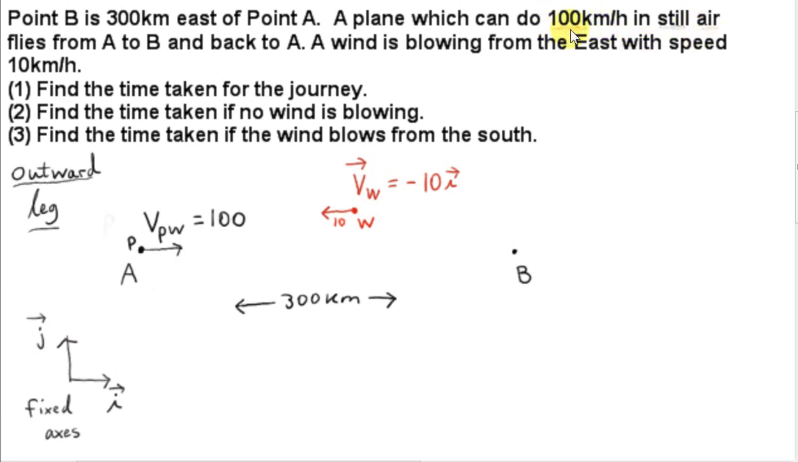Now when we are told that a plane can do 100 kilometers per hour in still air, we mean that the speed of the plane relative to the air or the wind, that's point W, is 100 kilometers per hour. If the air is still, then VW is 0. And the velocity of the plane relative to point W will just be the same as the velocity of the plane. So what do we mean by vector VP?